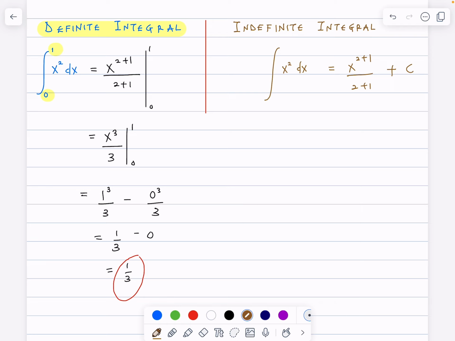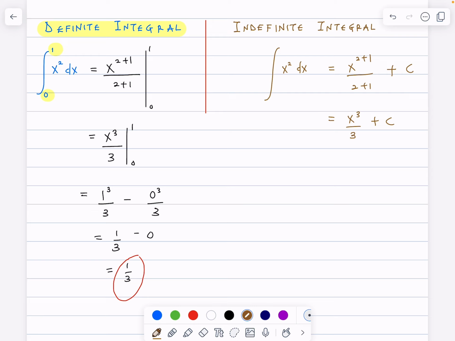That c can be any number. It can be 0, 1, 2. So it's just a constant of integration. So let me simplify this further. This is just going to be x cubed over 3 plus c.